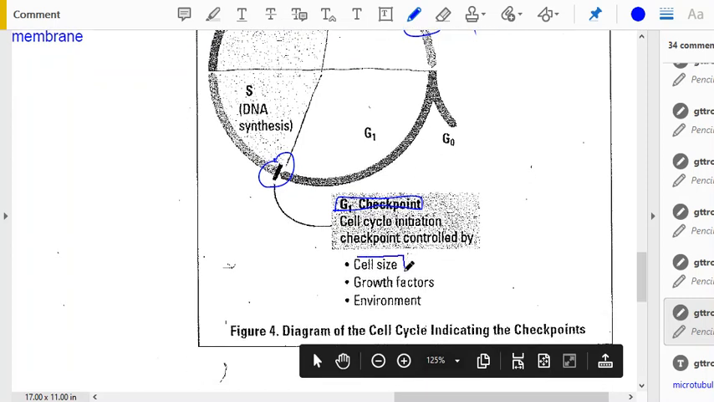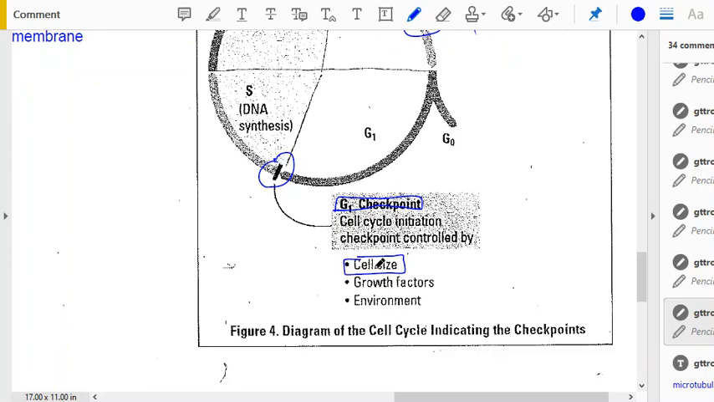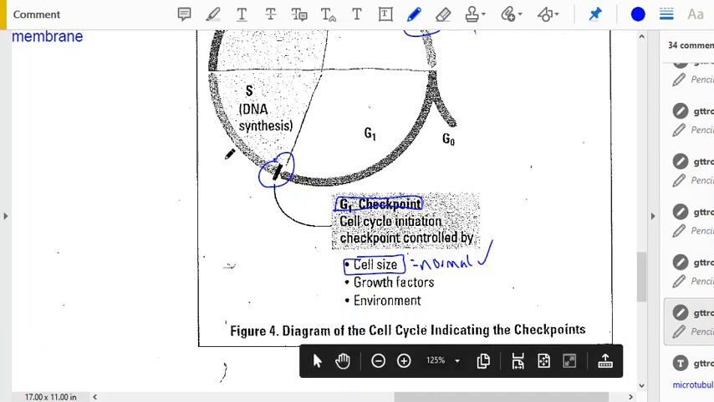And the main criteria is that the cell is big enough, right? The cell has gained enough cytoplasm, made enough cell membrane in G1. The cell size is normal. If that's a go, you can go ahead and progress, assuming the rest is still okay. So growth factors, these are usually hormones, not always, from adjacent cells. Say hormones, slash signals from other cells that tell you that you can divide.